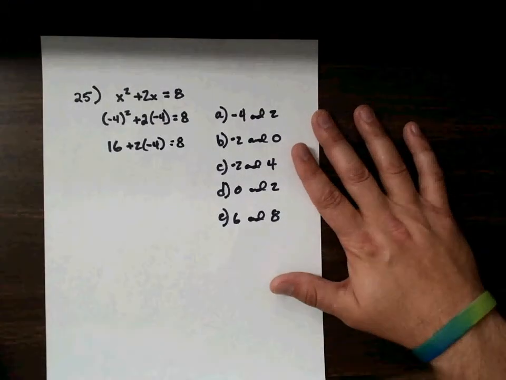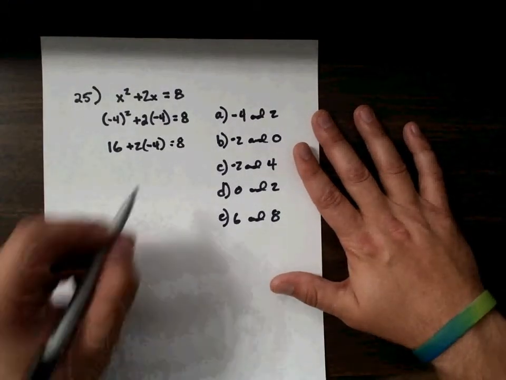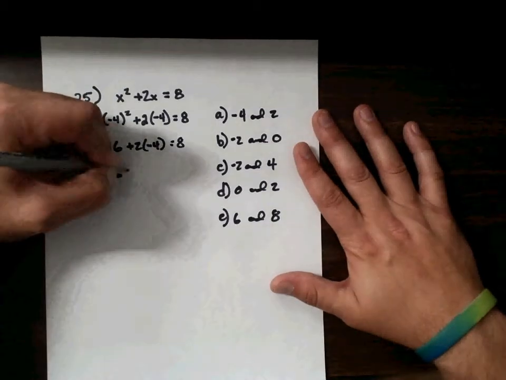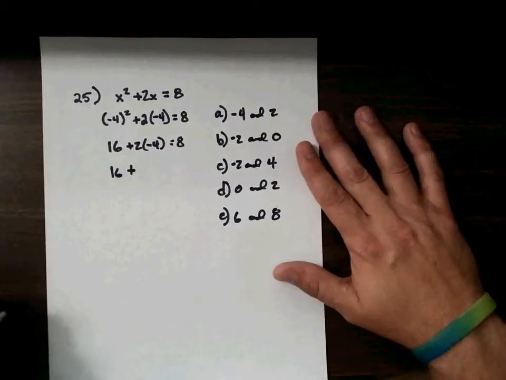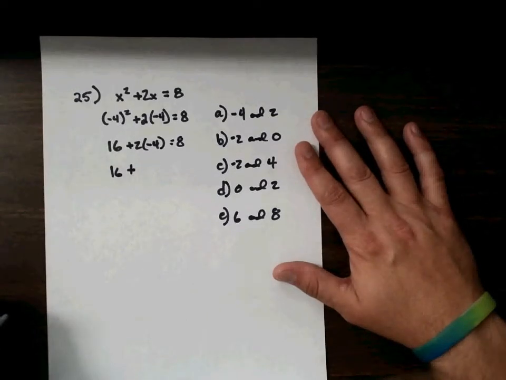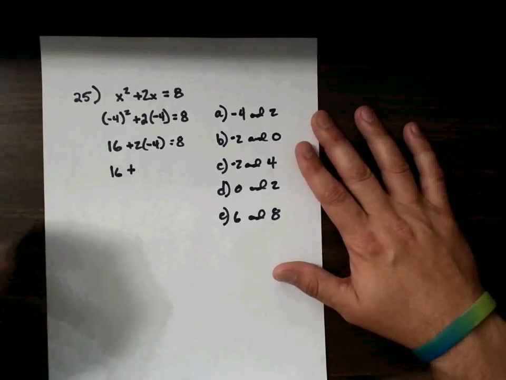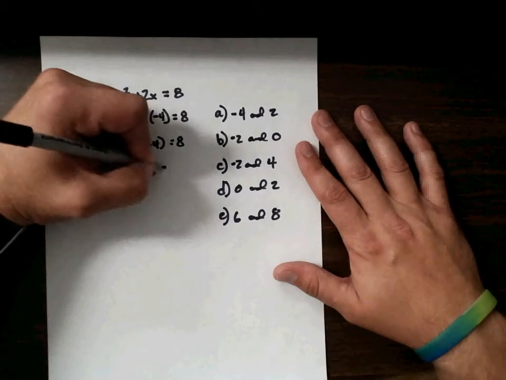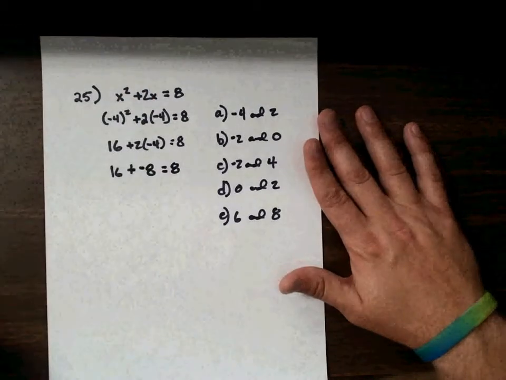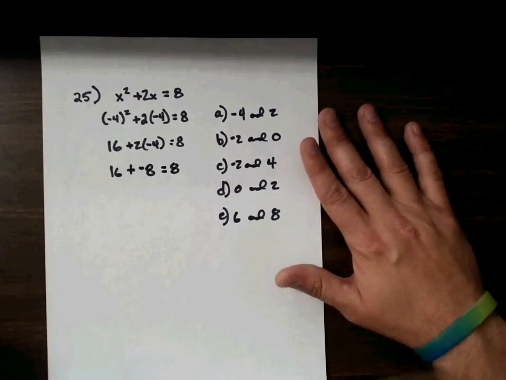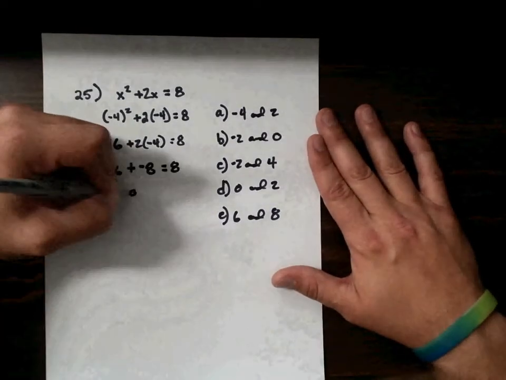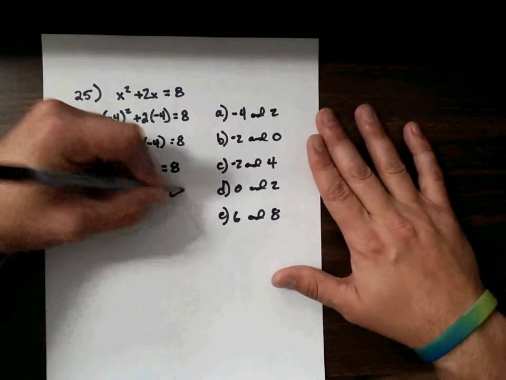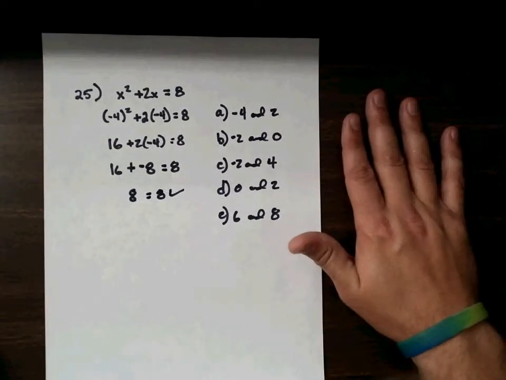Okay, so in there, I now do multiplication and division in my order of operations. So the 16 comes down. What is positive 2 times negative 4? Negative 8. Okay, and so what is 16 plus a negative 8, or 16 minus 8? What is that? 8. So we see that negative 4 is a possible answer there.